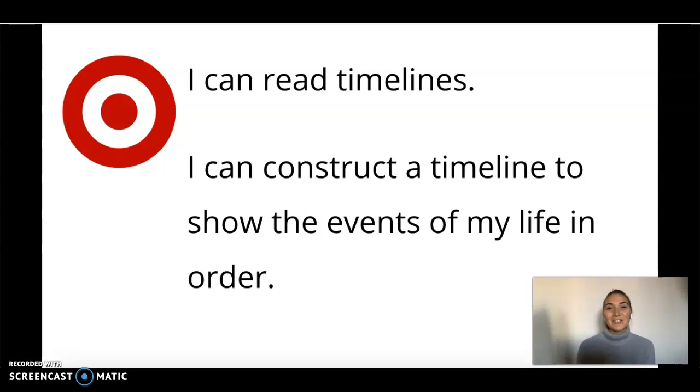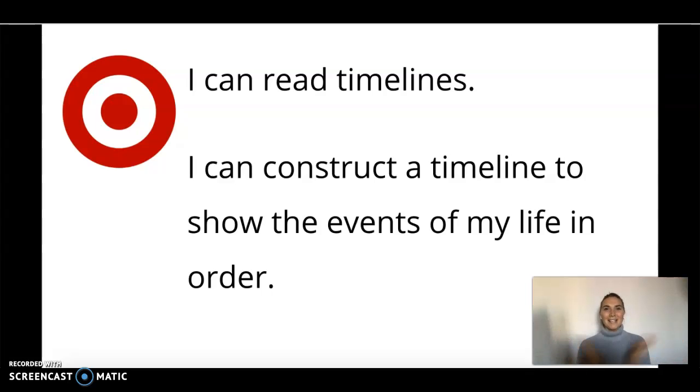Our target skills for today are: I can read timelines, and I can construct a timeline to show the events of my life in order. So today, boys and girls, you are going to be thinking about things that have happened to you over time, in the past and in the present. We are going to put these events in order on a timeline.